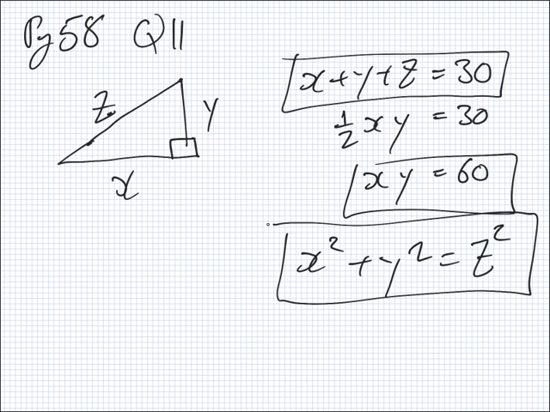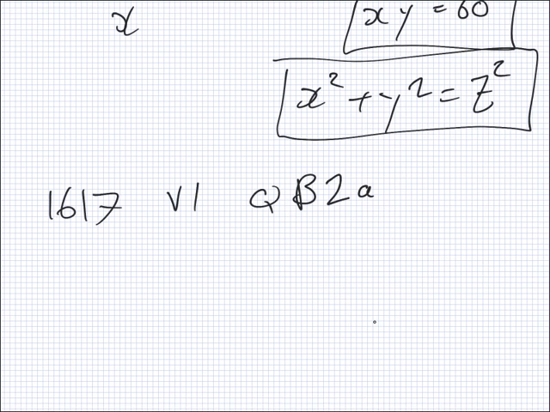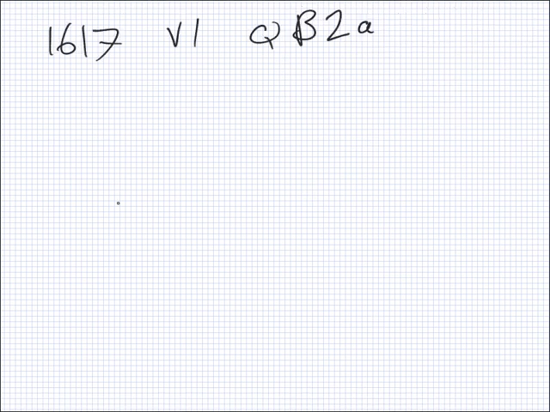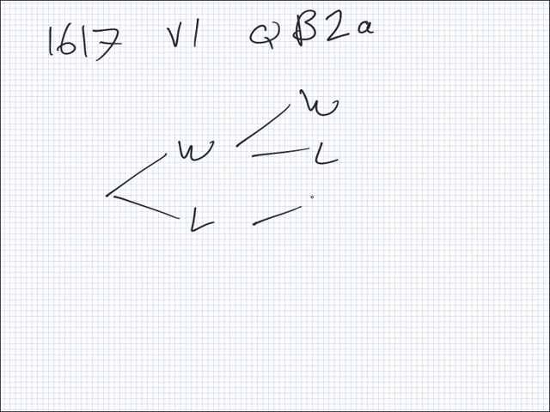Which paper? It's 16, 17 version 1 again. Okay, 16, 17 version 1 question B2, part A. Right, let's read the info. A girl plays 2 games of squash. The probability that she wins each game is shown in the tree diagram below. So it starts off with she could win, lose, win, lose, win, lose.